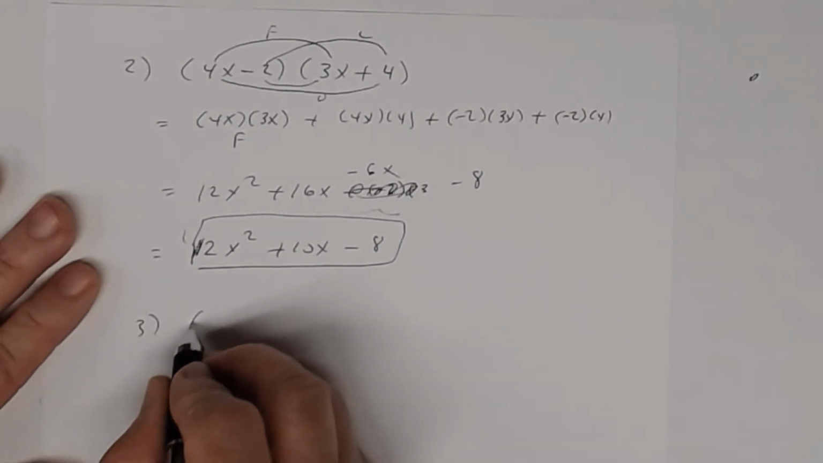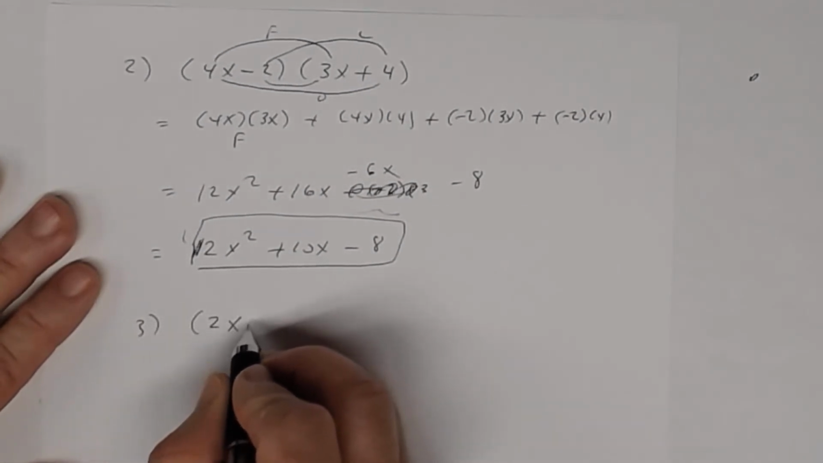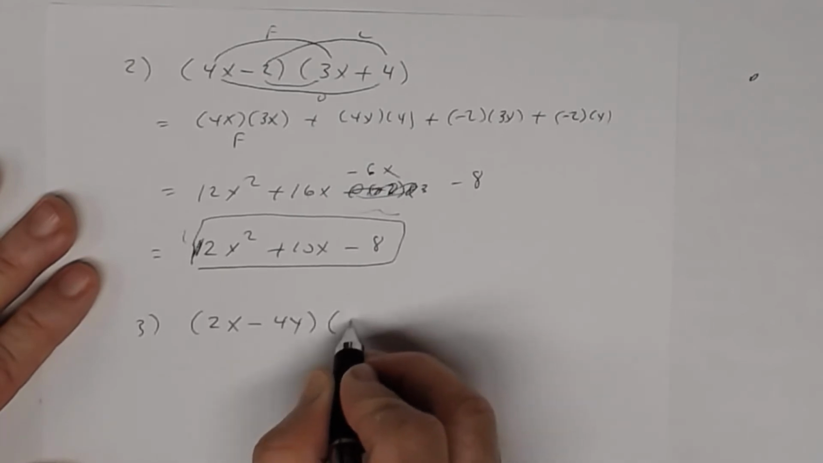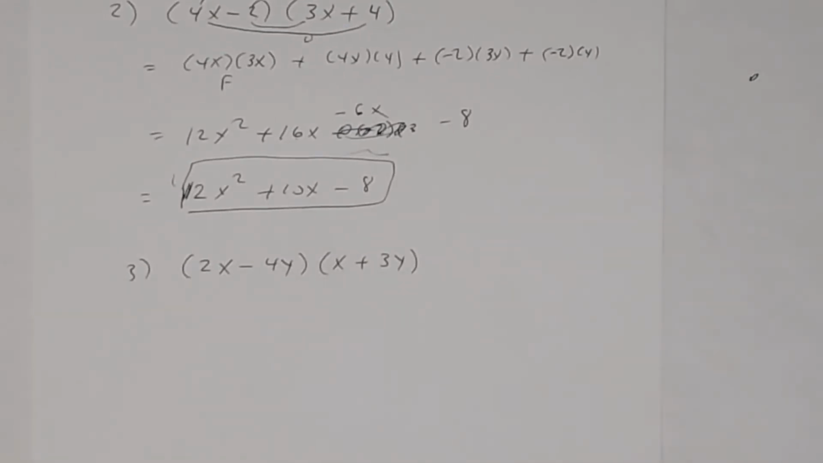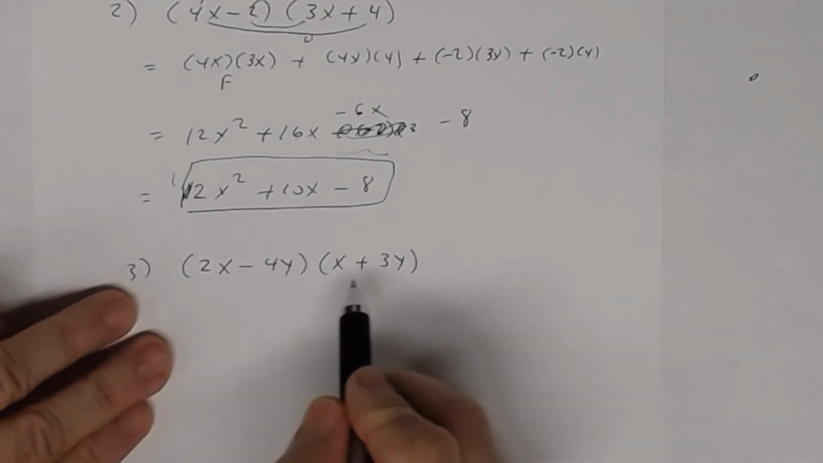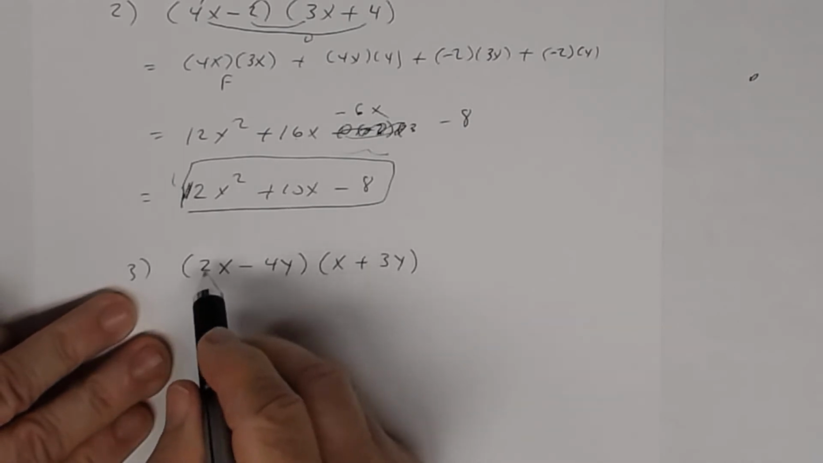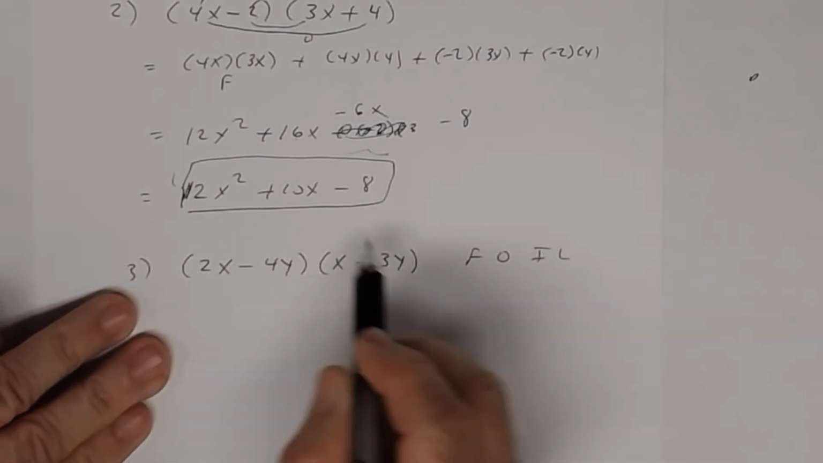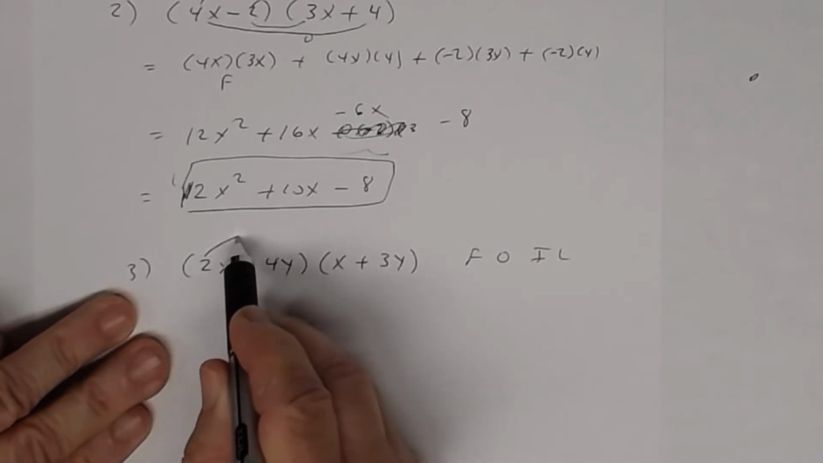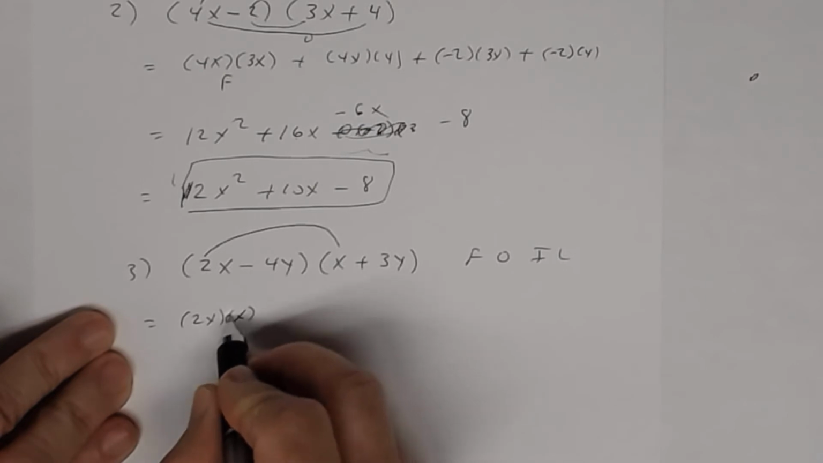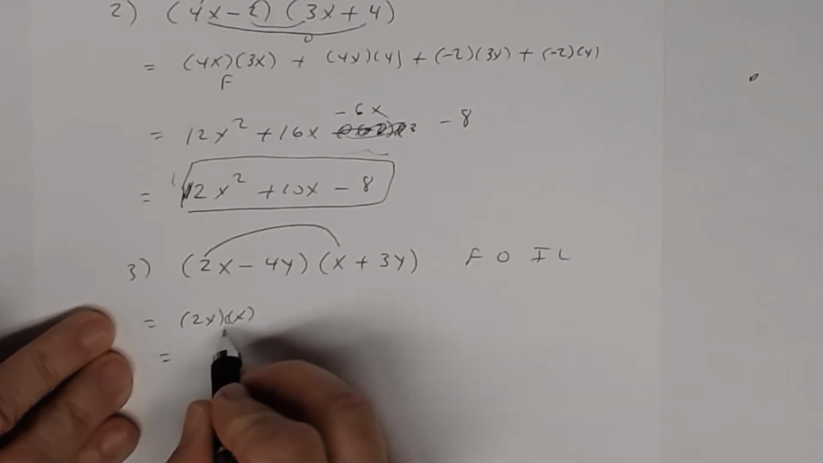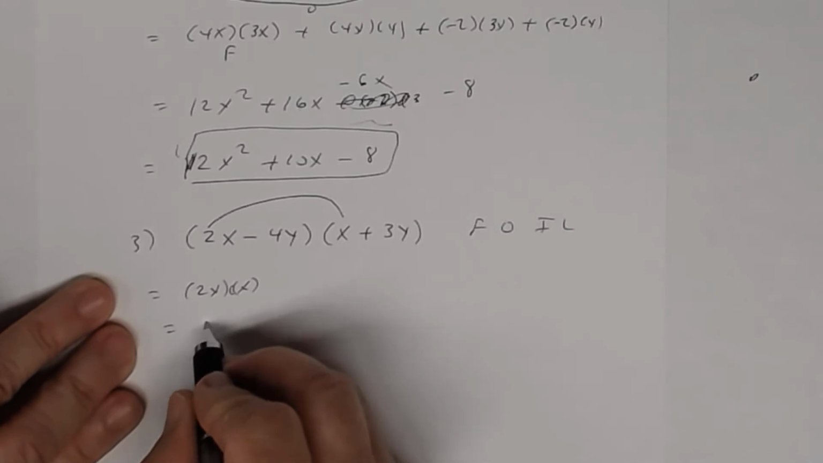So number 3, let's suppose we had 2x minus 4y times x plus 3y. So using the FOIL, because I have 2 binomials being multiplied together: first, outer, inner, last. The first means you take each first term of each binomial and multiply them together. So that's 2x times x, which is 2x squared.